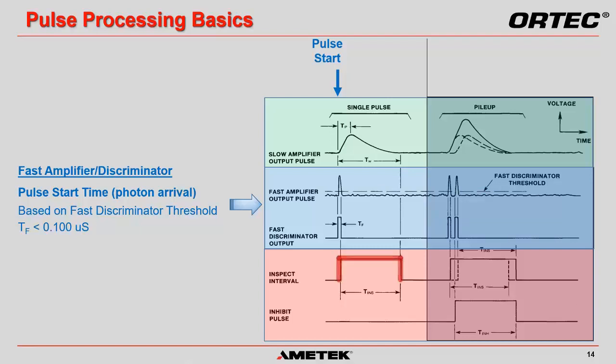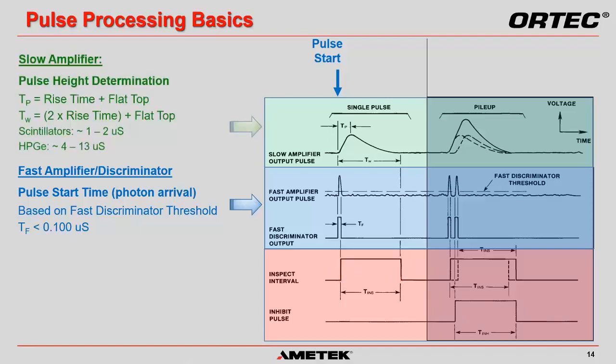The fast discriminator triggers the start of an inspection interval for the pileup rejection circuit and for the slow amplifier to start measuring the pulse amplitude. Analog systems define the pulse measurement time as shaping time, whereas digital systems use a trapezoidal filter with rise time and flat top settings. This pulse processing time defines when the pulse height is stored to memory in the appropriate spectrum channel and the time allocated for the signal to return to baseline before another pulse can be accurately measured.